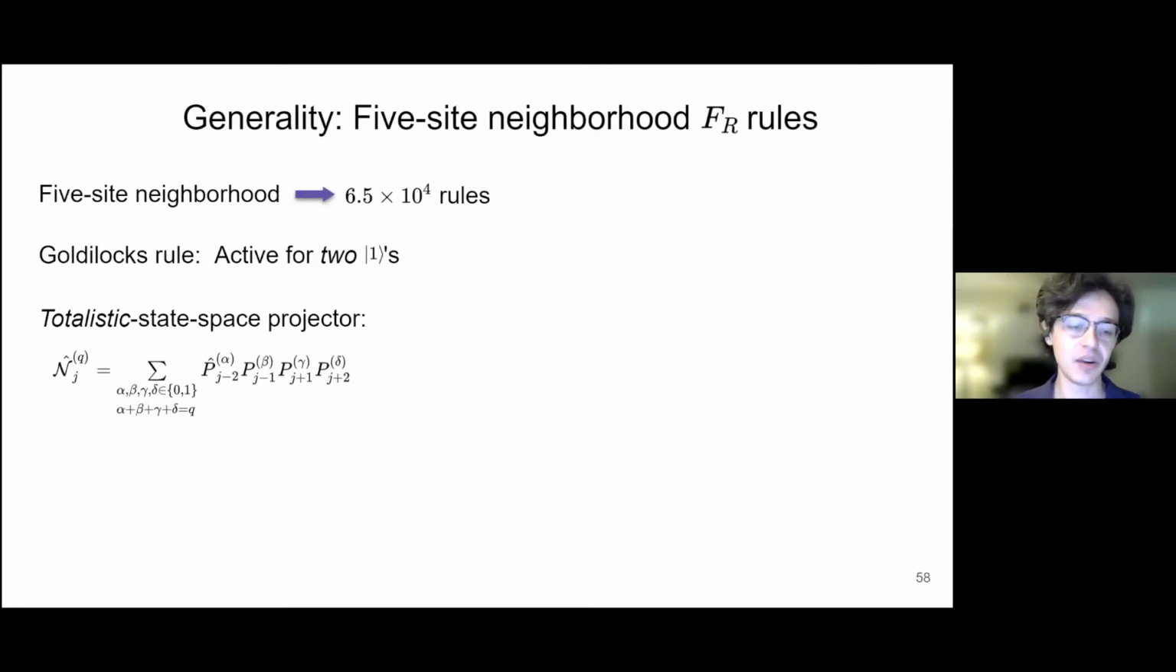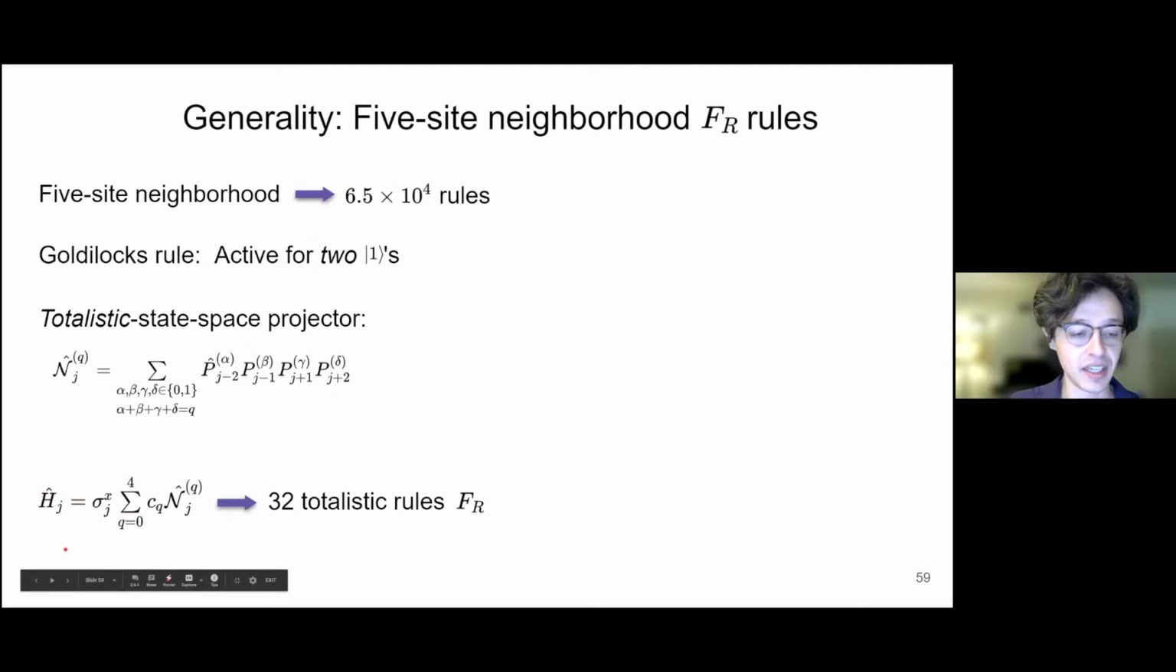And that means we don't care about the placement of the 2 ones. We sum over all of the permutations. So 1, 1, 0, 0, 1, 0, 1, 0, and so on. So if we enforce all of those permutations to be summed over, and then form a Hamiltonian which says, couple states 0 and 1 subject to a certain number of ones being in that neighborhood, we reduce to only 32 possible totalistic 5-site rules, which is a little more manageable.